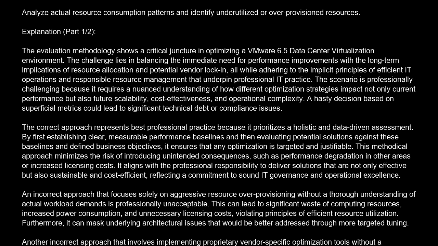An incorrect approach that focuses solely on aggressive resource over-provisioning without a thorough understanding of actual workload demands is professionally unacceptable. This can lead to significant waste of computing resources, increased power consumption, and unnecessary licensing costs, violating principles of efficient resource utilization. Furthermore, it can mask underlying architectural issues that would be better addressed through more targeted tuning.